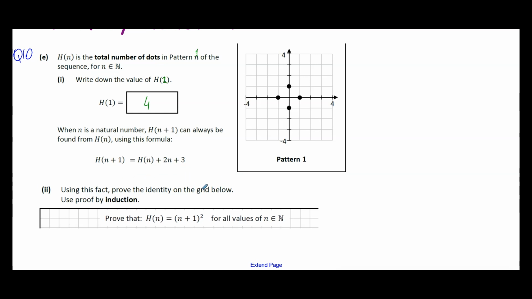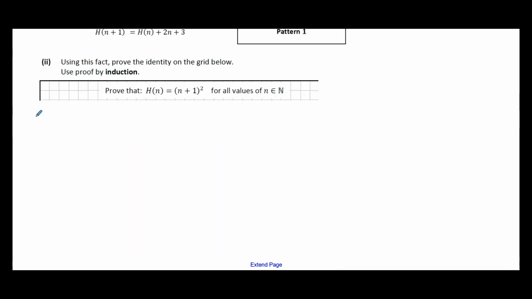Use proof by induction. So how do we do proof by induction? This follows specific steps, so we're going to work them out now. The first part of the step, we say for n equal 1. That means if I am looking at pattern 1, that is 1 plus 1 to the power of 2. And indeed, if we put that in the calculator, we get 4, which is true. That's the reason why I had that first example.